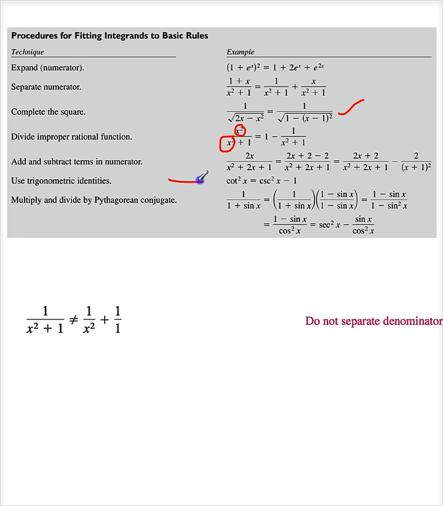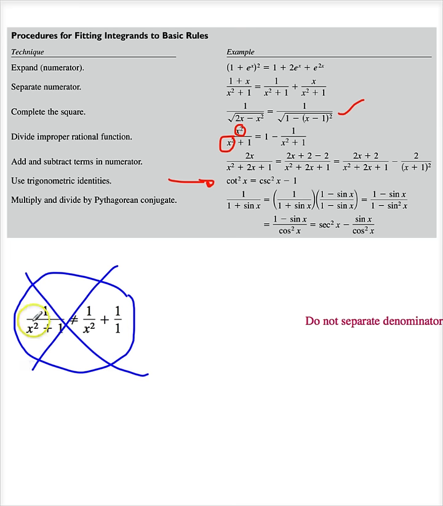Trig identities. Oh goodness, you just need to know them. Or you may need to multiply by the Pythagorean unit. And this one, of course, will take a number of steps. Now, the one thing you can never do is separate the denominator. Do not do this. Okay, 1 over x squared plus 1 is not 1 over x squared plus 1 over 1.